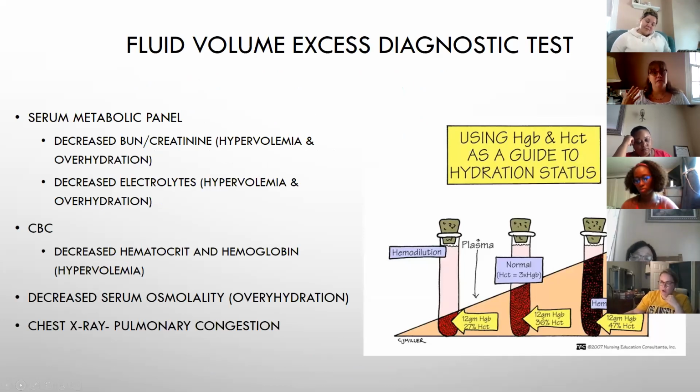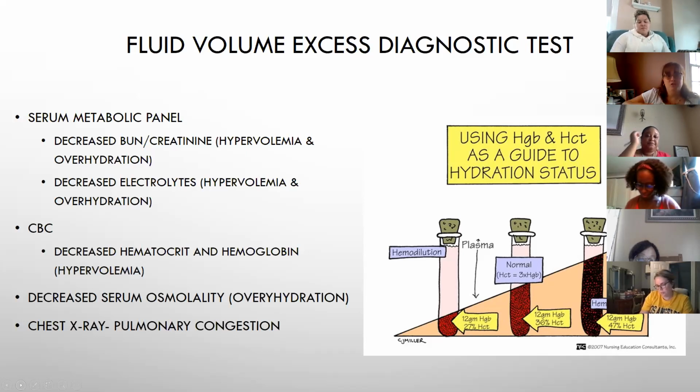So things that we're looking at as far as labs for fluid volume excess. Obviously, if we have too much volume, we're going to have a decreased BUN and creatinine. And our electrolytes are going to be decreased as well. Okay. CBC, our hematocrit will be lower because we're diluting everything. Everything's diluted. We got too much. Our serum osmolarity will be decreased, and we might see pulmonary congestion on an X-ray because, again, our lungs also hold on to fluid. Okay. Does that make sense? So when you get too much fluid, your labs are low. When we have too little fluid, our labs are high. Okay. All right.